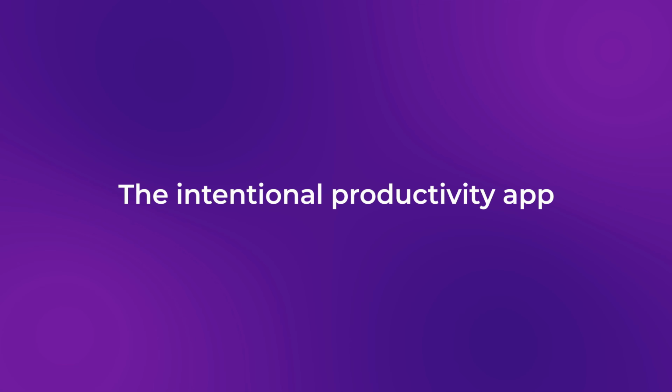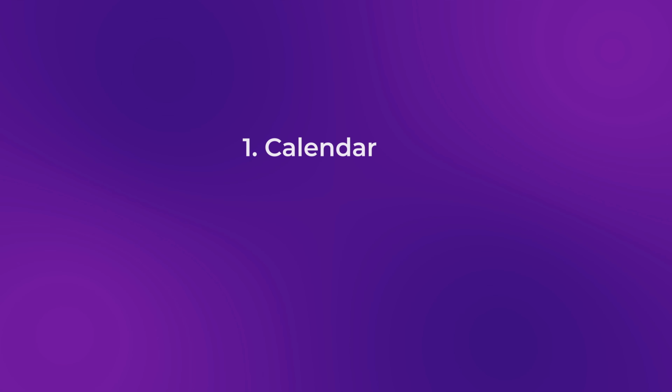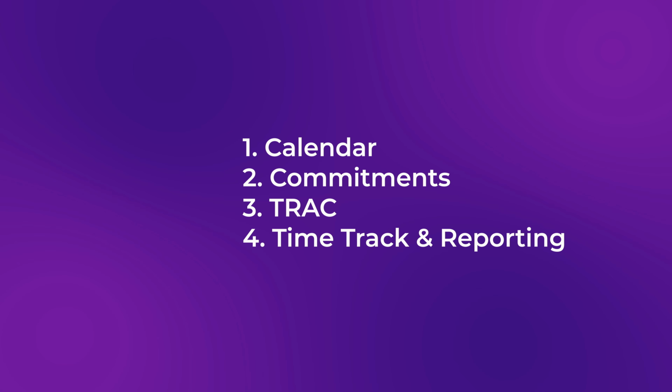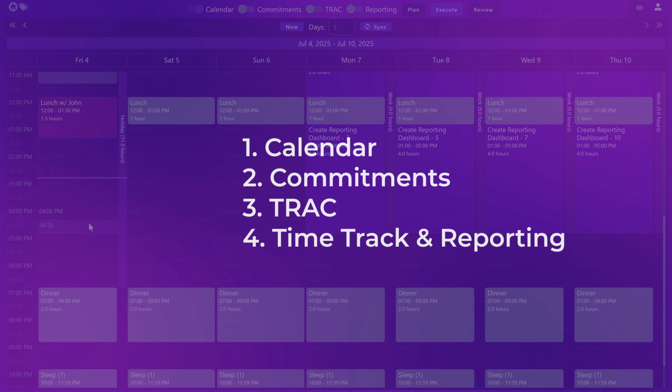At its core, Keesto has four key components: a calendar, commitments, i.e. to-do lists, track, which stands for tasks, references, and context logs, basically a built-in project manager, and finally, time tracking and reporting. Now, let's get you oriented by quickly reviewing each of these core components.